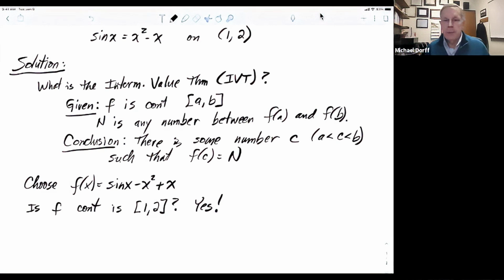So let's figure out what is f of a and f of b. Well, in this case, my a is 1. So what is f of 1? That's going to be my f of a.